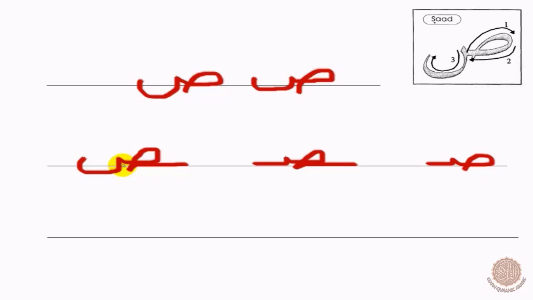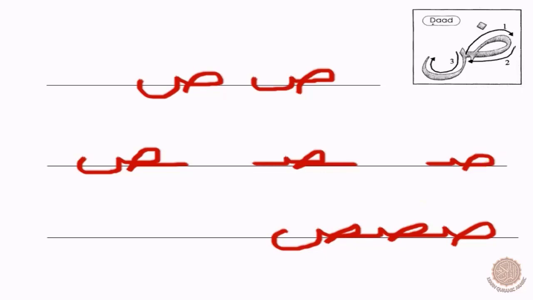Now writing three saads as if they were in the same word is as follows. So it's the letters joined together. And we have the dhaad, which is exactly the same. The difference is the dot. So the dot is put just there. And we'll just do that. So that's the dhaad.